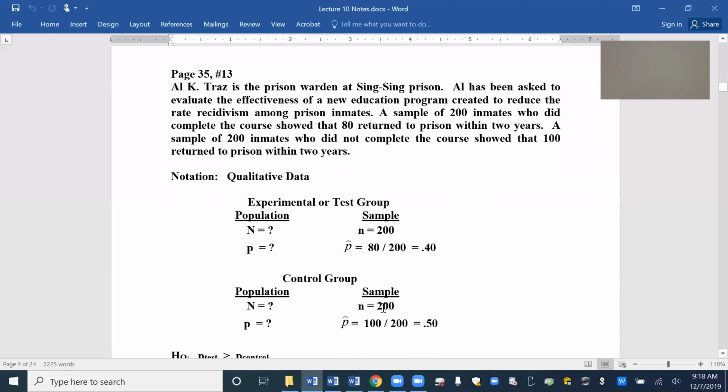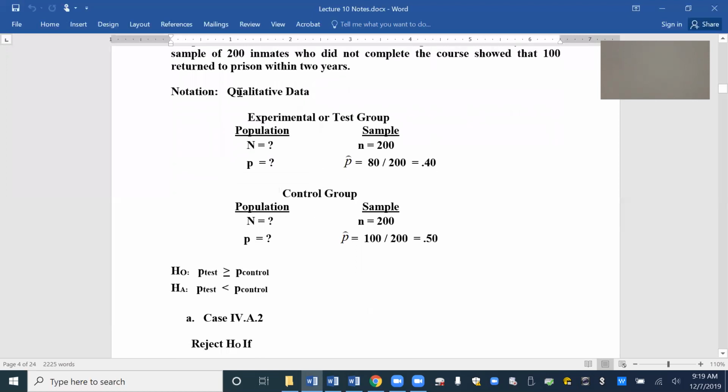Next, we have L.K. Traz as prison warden at Sing Sing Prison, who's been asked to evaluate the effectiveness of a new education program to reduce the rate of recidivism. That's a great word. I took a sample of 200 inmates who completed this course and traced them over the next 2 years, and 80 of them went back to prison.